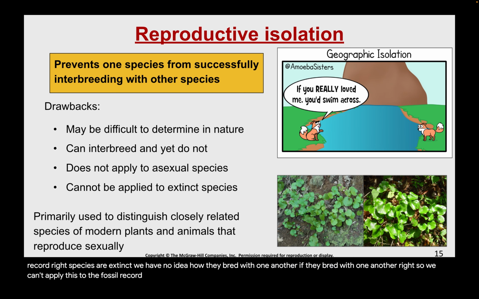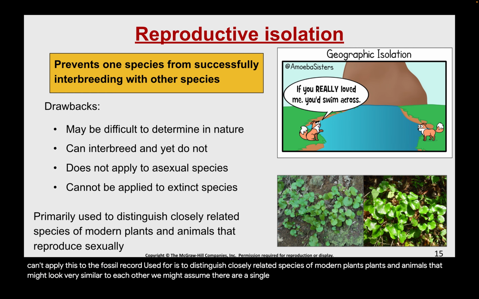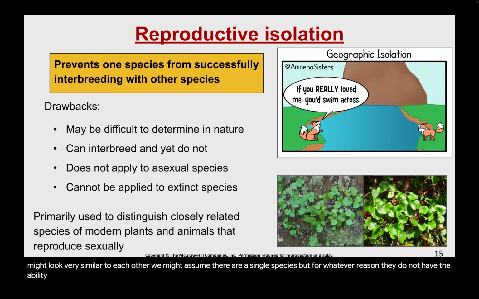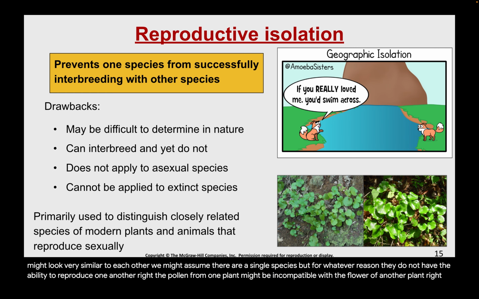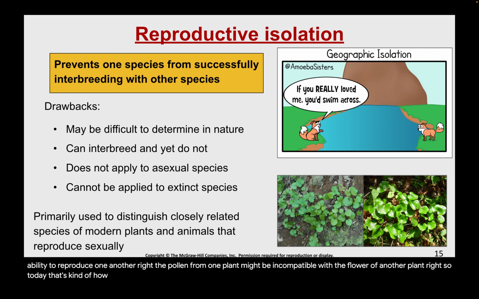Right, now normally what this is used for is to distinguish closely related species of modern plants. Plants and animals that might look very similar to each other, we might assume they are a single species, but for whatever reason, they do not have the ability to reproduce with one another. Right? The pollen from one plant might be incompatible with the flower of another plant. So today, that's kind of how we apply this mechanism.